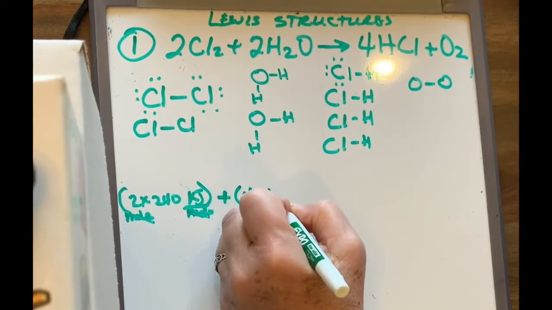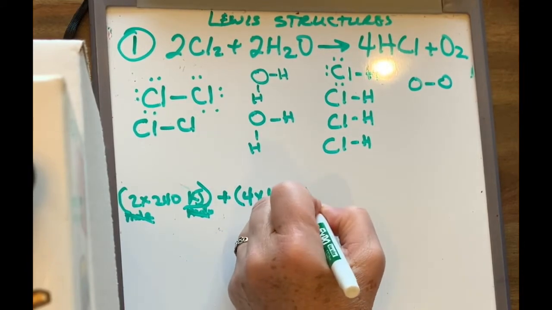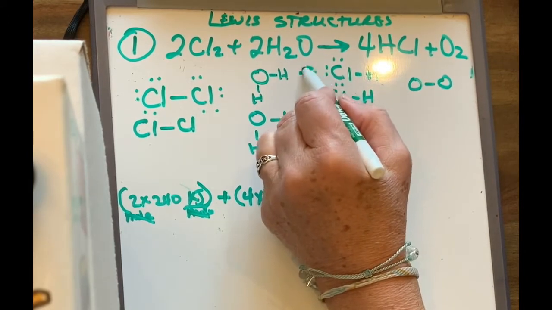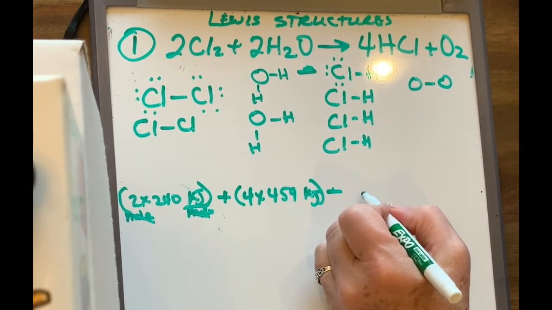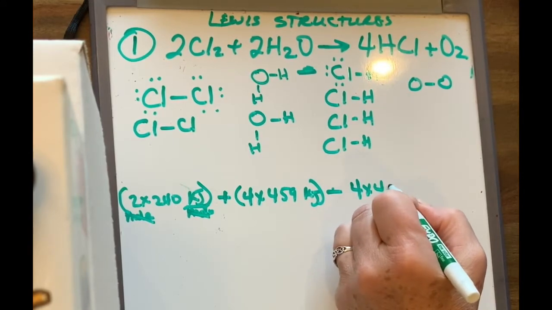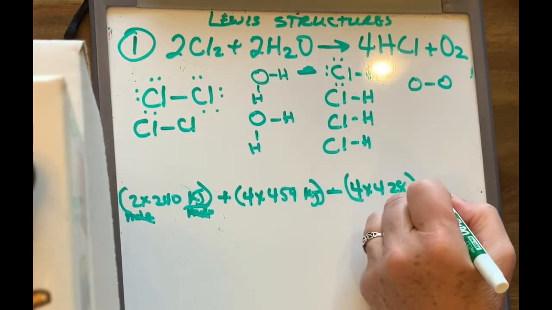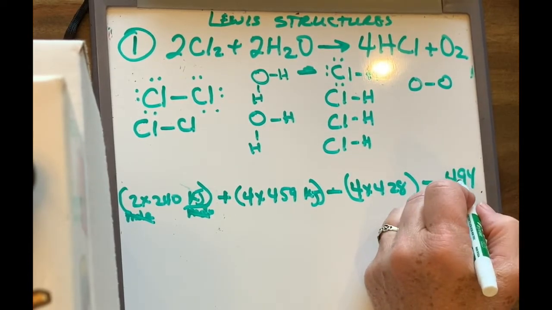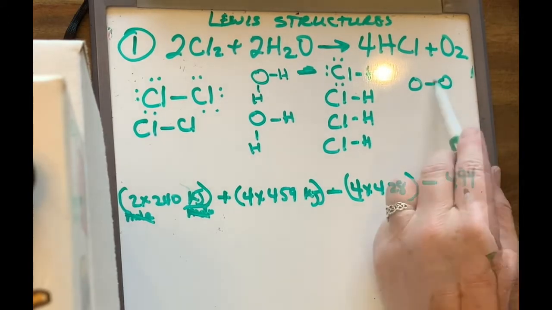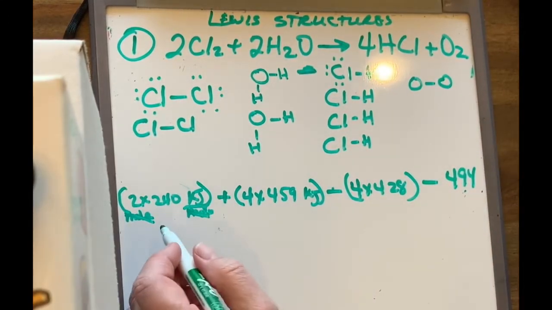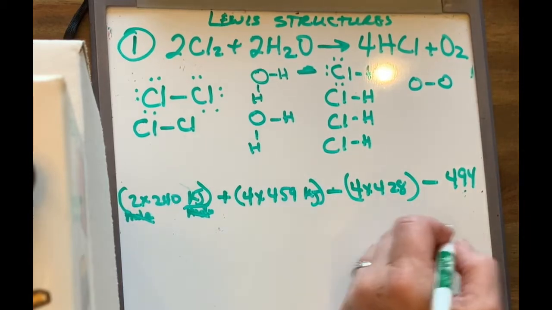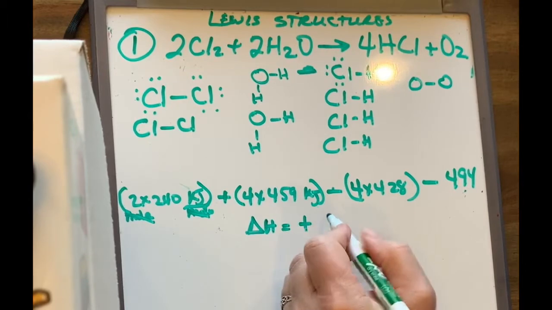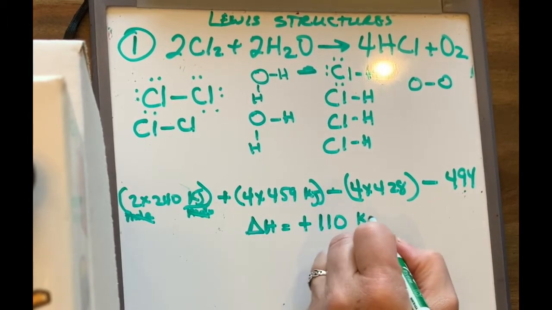So 4 times 459 minus, because this here's our minus right here, minus 4 times 428 minus 494, because in our chart the O to O bond it takes to break it. So we're looking at the formation and breaking of all of that. When we add all these together, we get our delta H equals a plus 110 kilojoules.